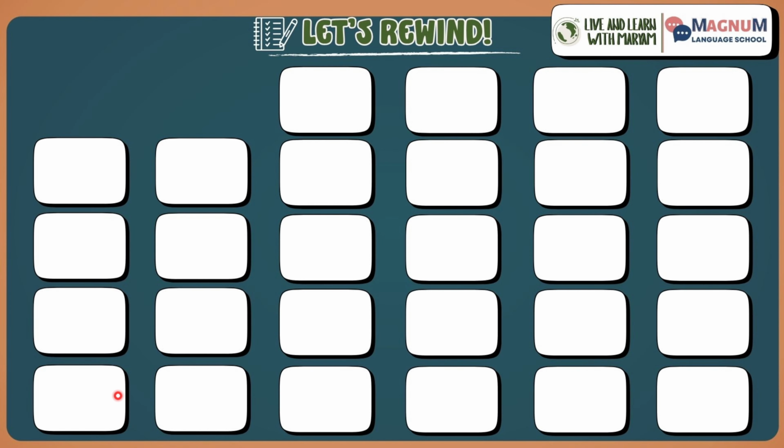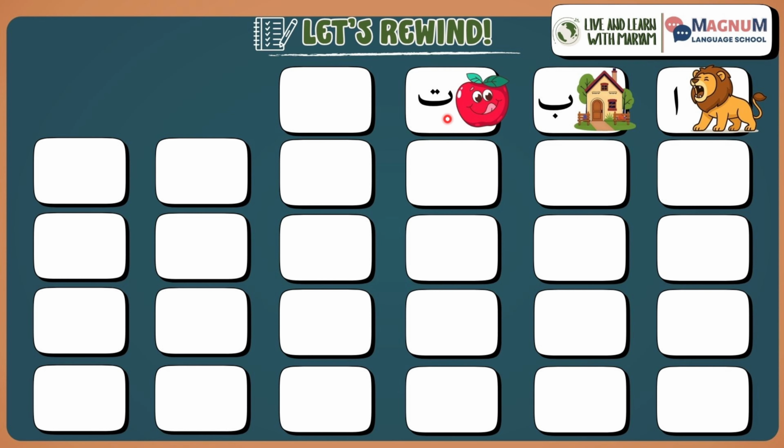Okay, now we will guess the letters alphabetically. Okay, the first was Alif for Asadun. Second is Ba for Baitun. Third is Ta for Tufahatun. Fourth is Thaa for Tha'labun.